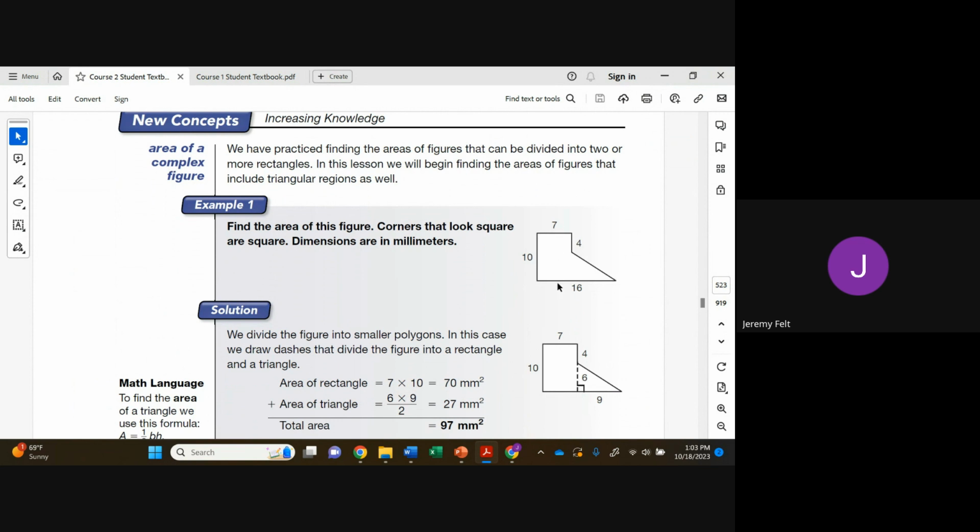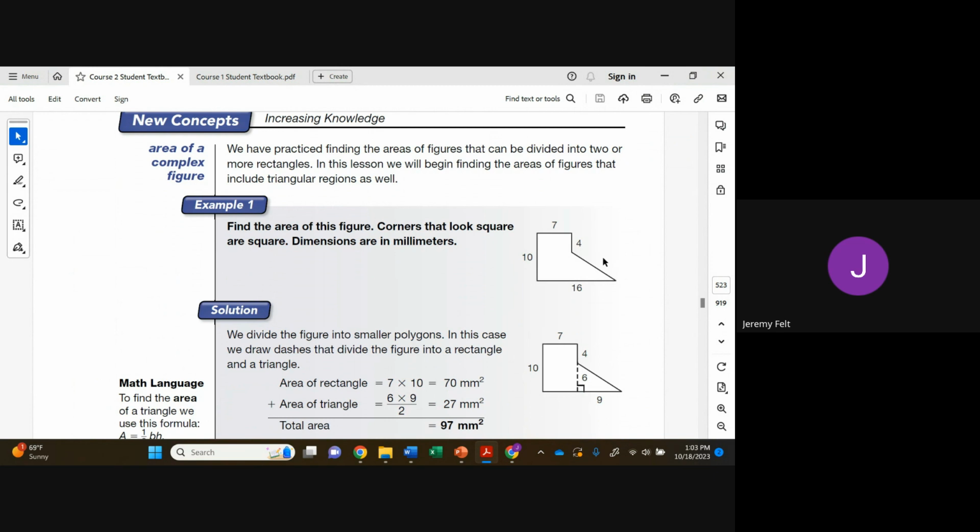So we have 7, 16, 10, and 4. And then we know if we were to carry this line straight down, well, this is 4, this is 10, so this would have to be 6 right there. And this is 16, this is 7. Okay, so we could draw it out and do a large polygon and then find the area of all of it and then subtract.